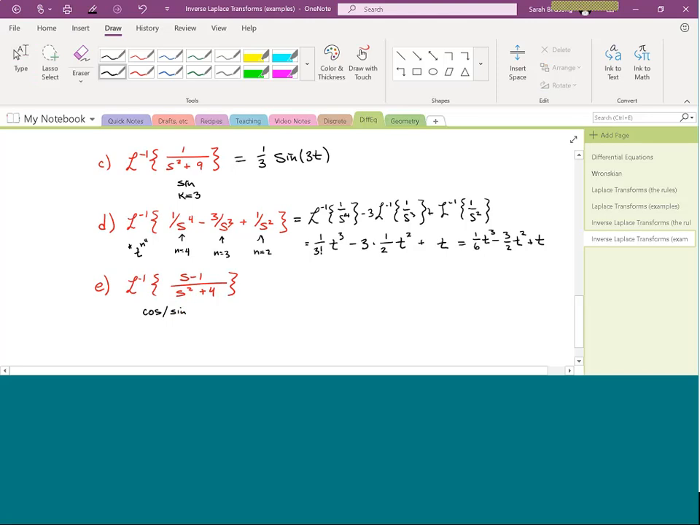I'm going to split this up on the numerator, so on the top. So this is going to be s over s squared plus 4. Pretend that symbol was a 4. Minus the inverse Laplace transform of 1 over s squared plus 4.